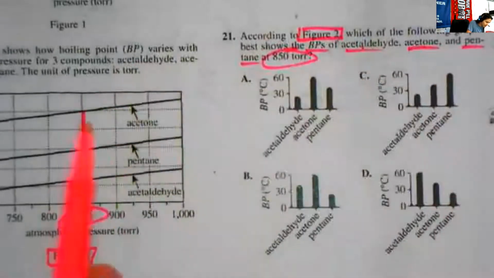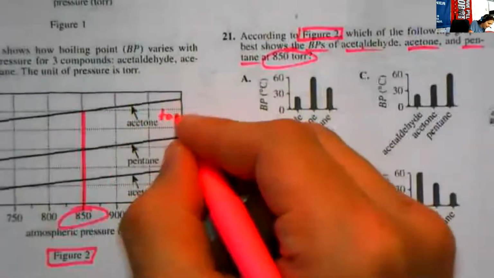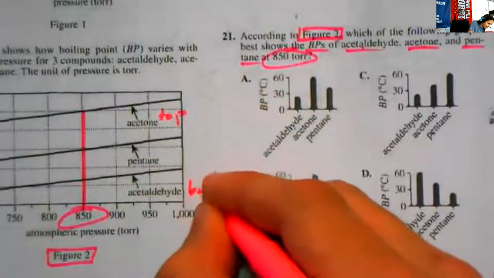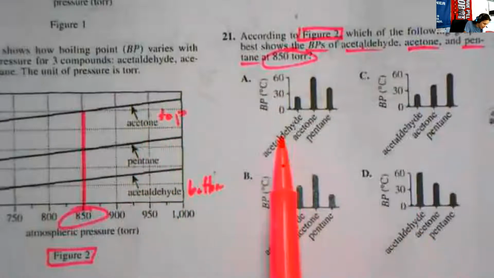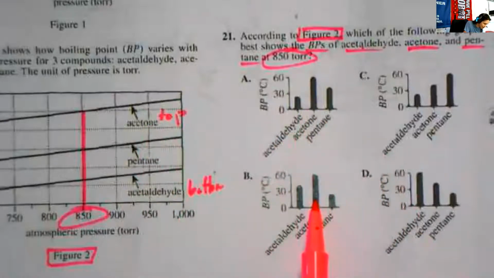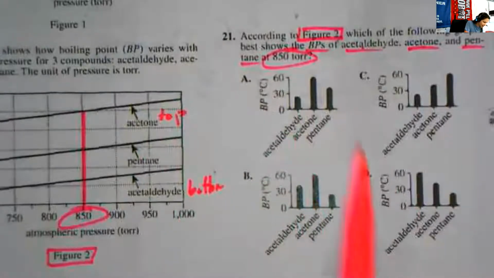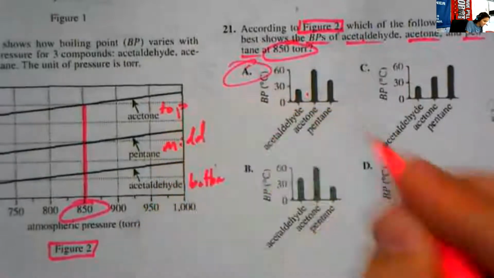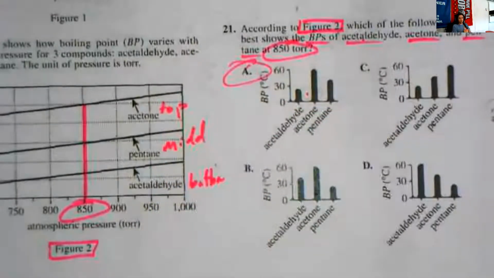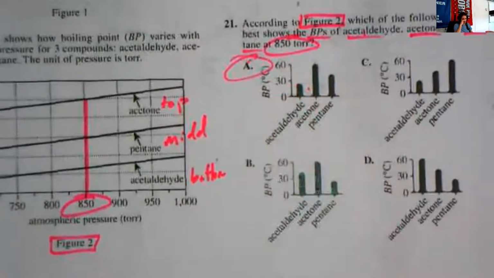Acetaldehyde, acetone, pentane. Let's draw it up. Who's on top? Acetone is on top. Acetaldehyde's on the bottom. Which one of these has acetone on the top? Tall acetone, tall acetone. Acetone is tall here, acetone is tall here. Who's on bottom? Acetaldehyde, that's got to be A with pentane in the middle. Okay. Top, middle, bottom. Not doing anything besides putting them in order. Look at these. It's just top, middle, bottom. That's all we're looking at there.